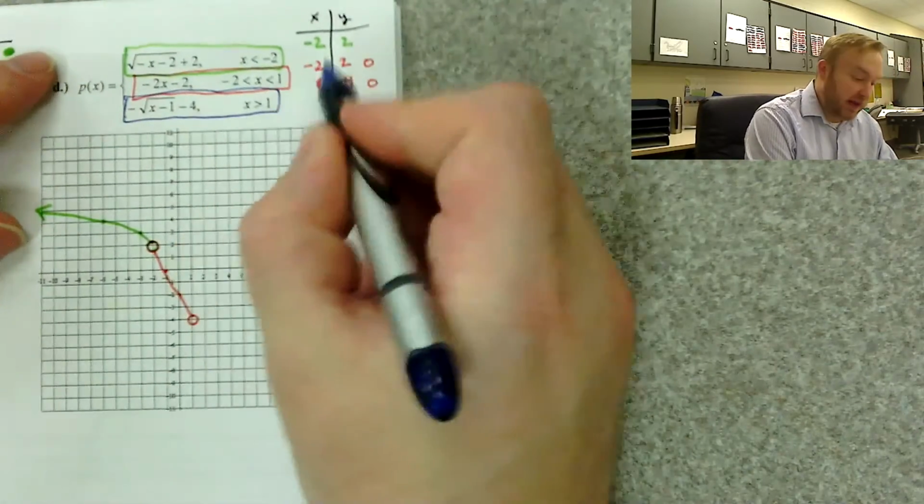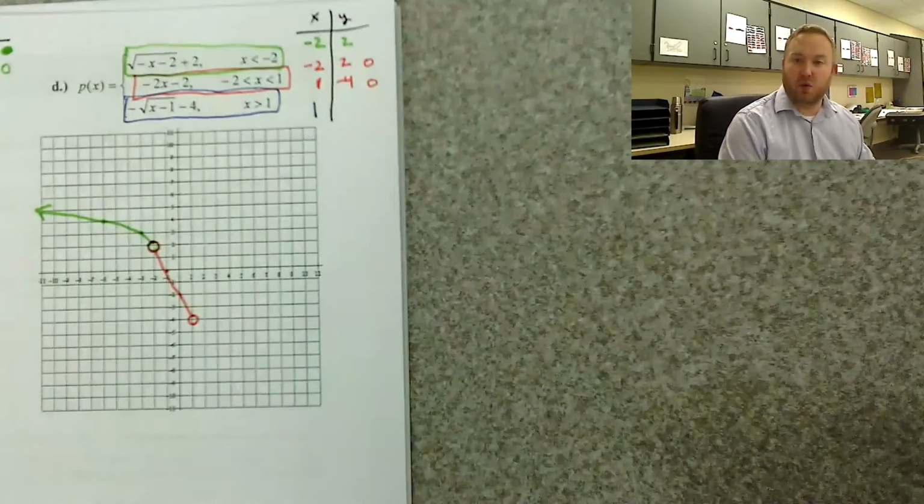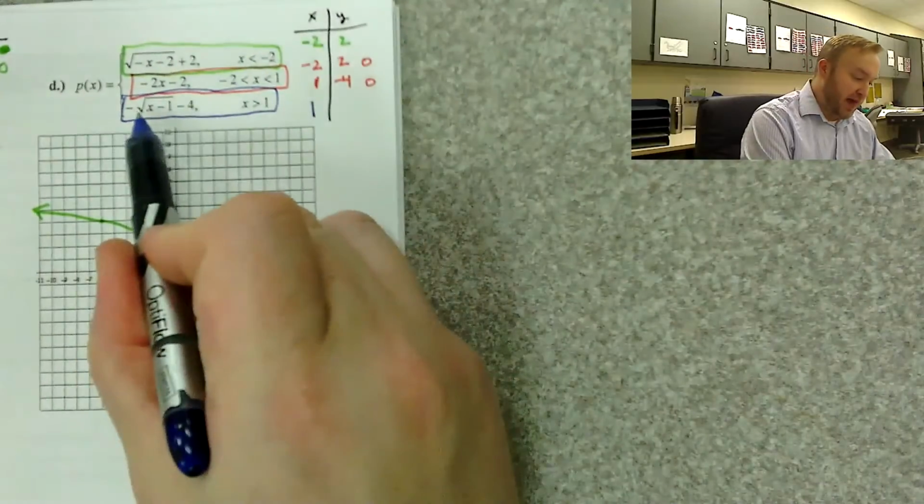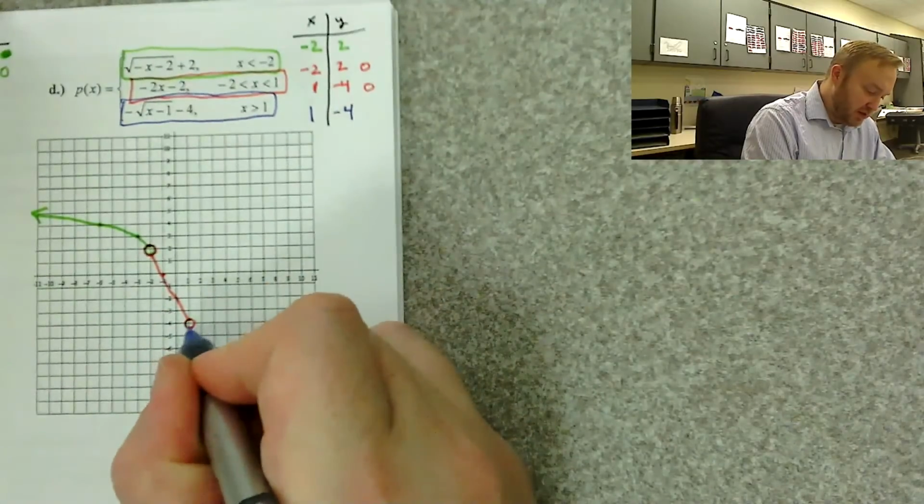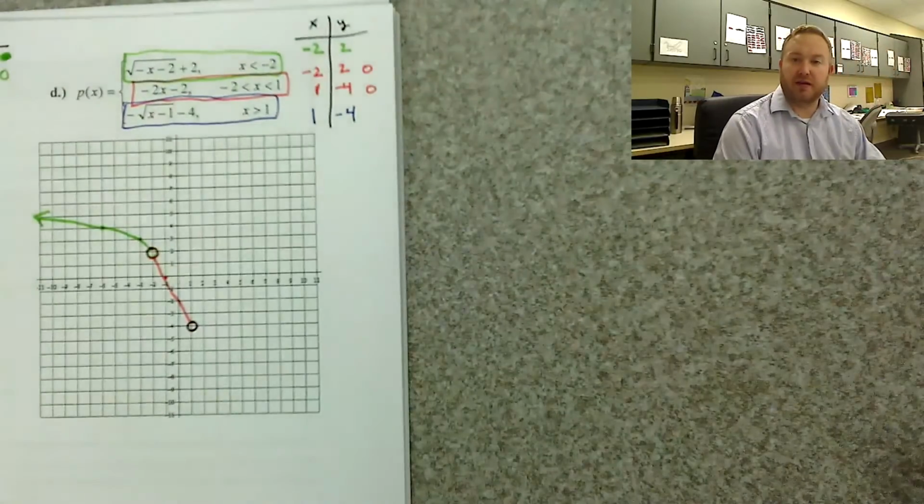Last piece, this bottom piece. We've only got one endpoint to plug in, so let's plug in the 1. If I put that in here, I would get 0 minus 4, which is -4. That's going to be an open circle. There's already an open circle there.